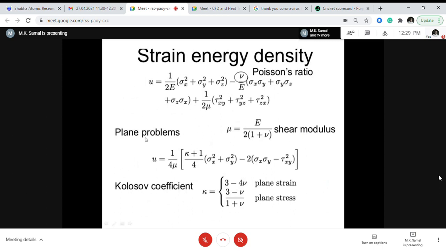For the plane problem, plane strain and plane stress can be combined. The strain energy density, that is, per unit volume, is given by (1 minus 4 nu, kappa plus 1) by 4, sigma x square plus sigma y square minus 2 sigma x sigma y minus tau square. So the plane problem is a 2D problem. In the case of plane stress, sigma z is 0, and tau xz and tau yz are 0, so we have only three stress components: sigma x, sigma y, and tau xy. Sigma z is 0 for a plane stress problem, but for plane strain, when the thickness is large, sigma z is non-zero, and you can always calculate it from sigma x and sigma y.